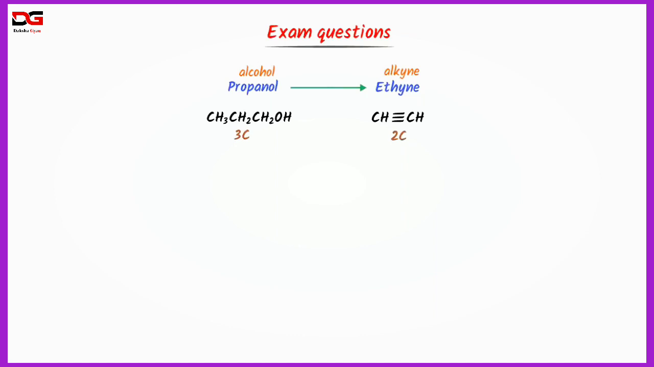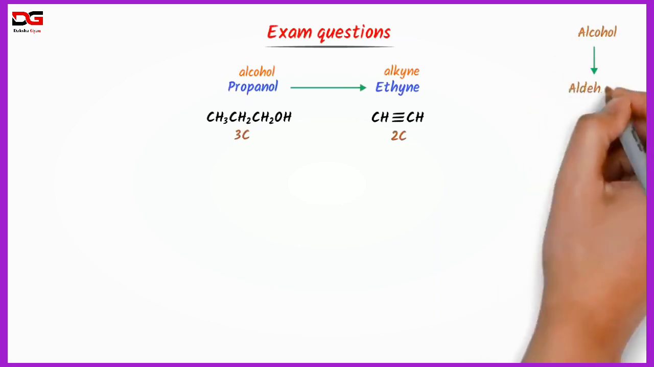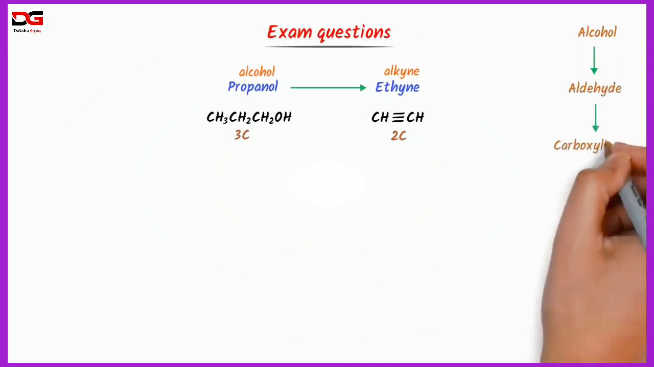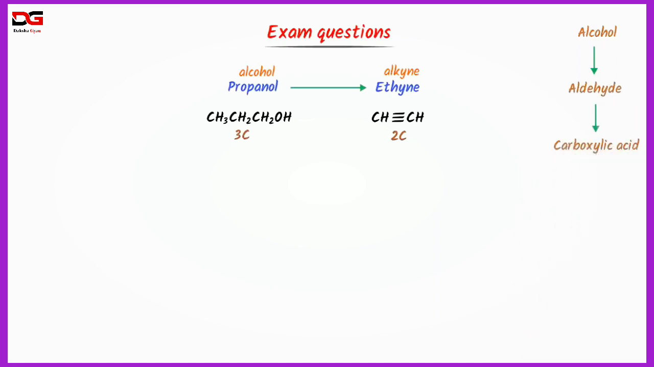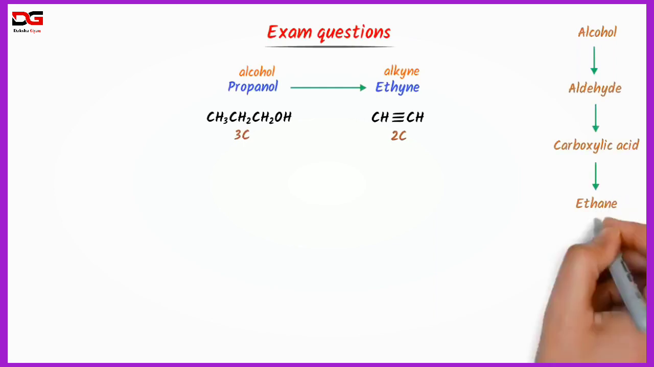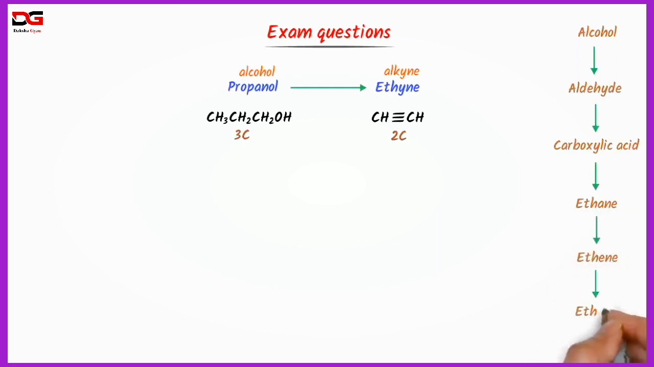I will form a strategy. According to that particular strategy, I will follow each and every step. Firstly, I will convert alcohol to aldehyde and to carboxylic acid. Now I will break carboxylic acid to get ethane. Then I will convert ethane to ethene and to ethyne.